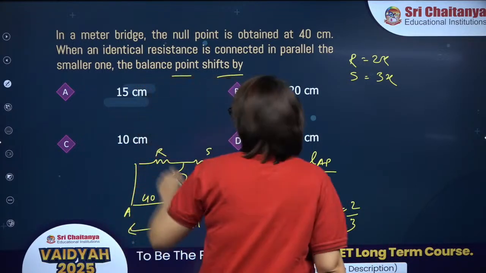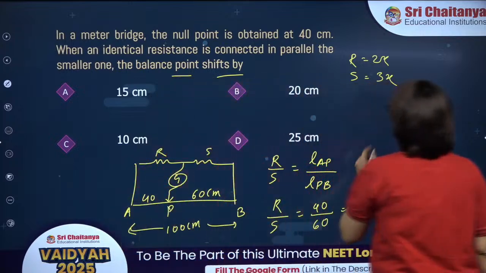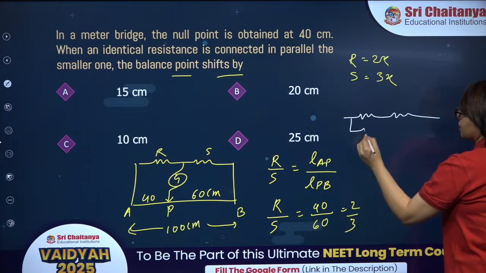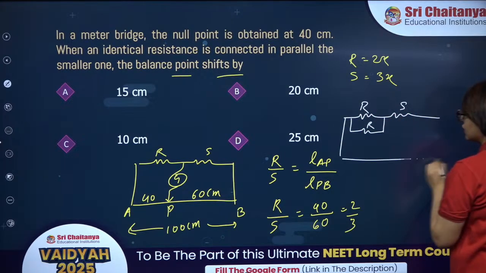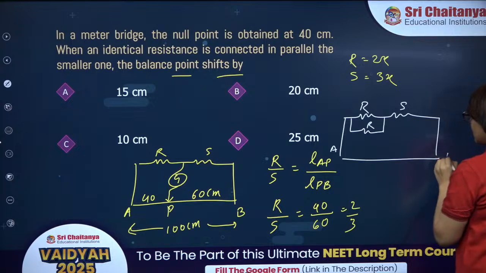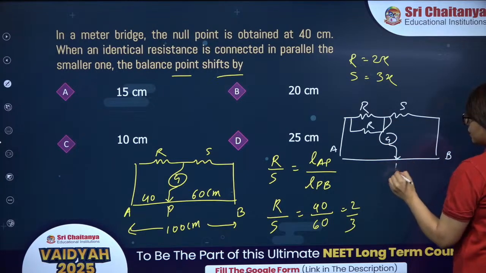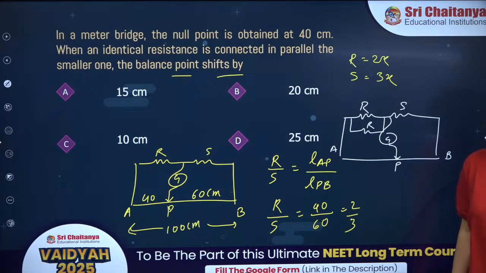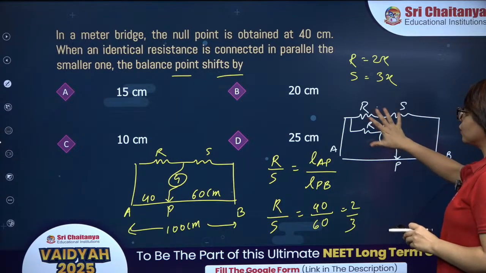So now what we are doing is connecting one identical resistance in parallel with the smaller one, that is R. So this is the new setup. R and R in parallel, this is S, and this is your AB wire. The new balancing length is, let's say, somewhere over here. This is P. Now the combination of these two in parallel will be R by 2.